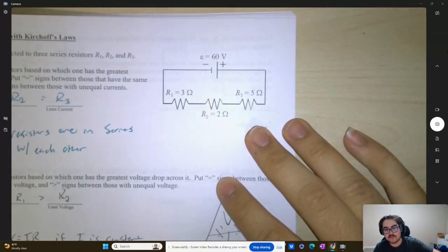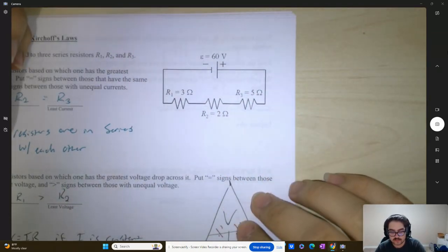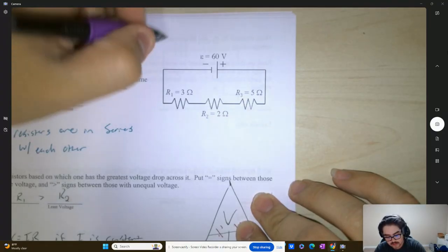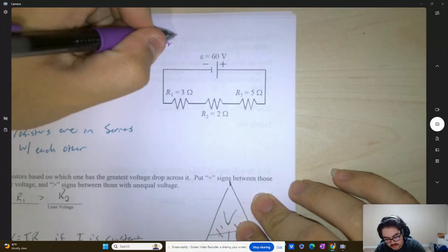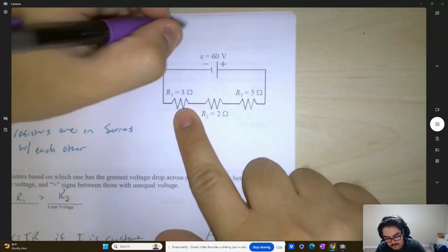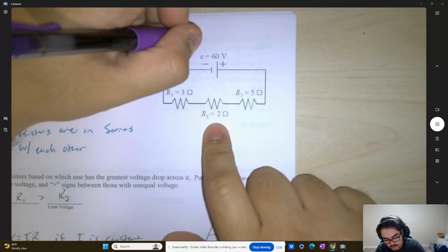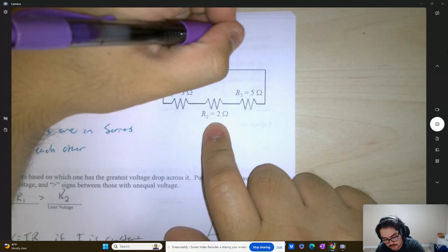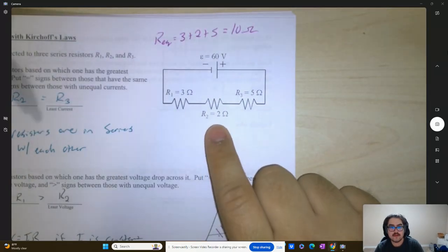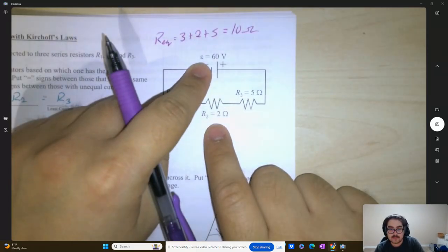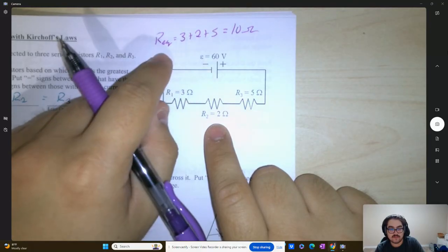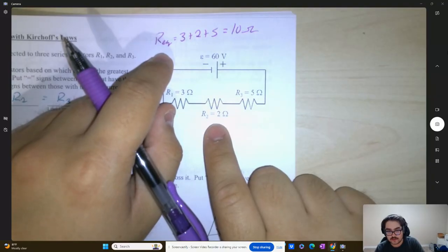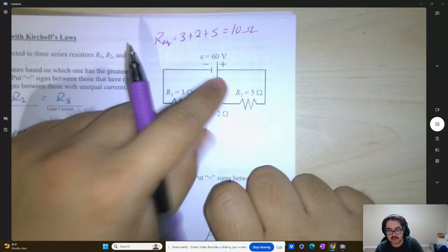Going back up to the circuit, we can do a couple things here. First off, let's get the equivalent resistance. It's really easy because they're all in series. So the equivalent resistance is just equal to 3 ohms plus 2 ohms plus 5 ohms, and that should give you 10 ohms. Now, we know the EMF of the battery and the equivalent resistance, therefore we can figure out the current through the battery, which is what we want to get.